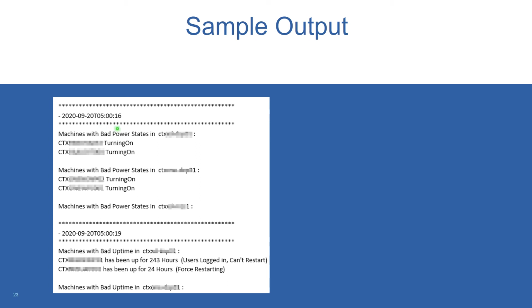Here's the bad power states function, where it did find some bad power states, and you can see it's going to turn them on. So we're doing that. Here's bad uptime. This one's been up for over 243 hours, and a user's logged in, so it can't restart. So 243 hours. That must have been popping up on these morning emails for a long time. So at that point, if it's the same entry for each day, you're going to want to address these manually. In this other VDA case, it's been up for 24 hours, so it's just force restarting.